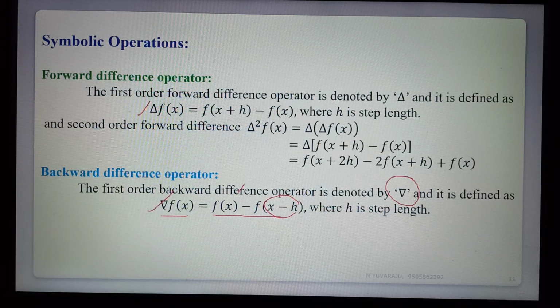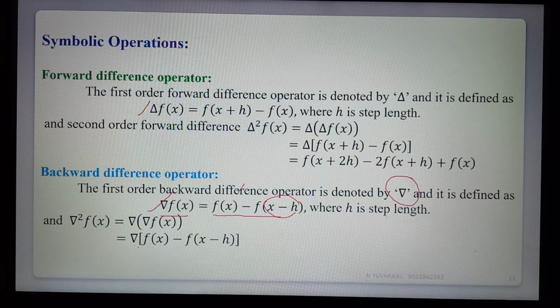Similarly we define the second order. Nabla square f of x is equal to nabla f of x minus nabla f of x minus h, that is equal to f of x minus 2 into f of x minus h plus f of x minus 2h. This is the second order backward difference operator.